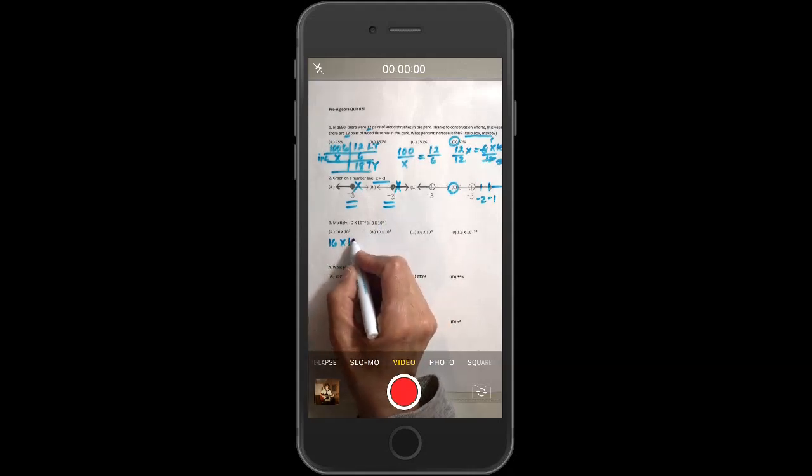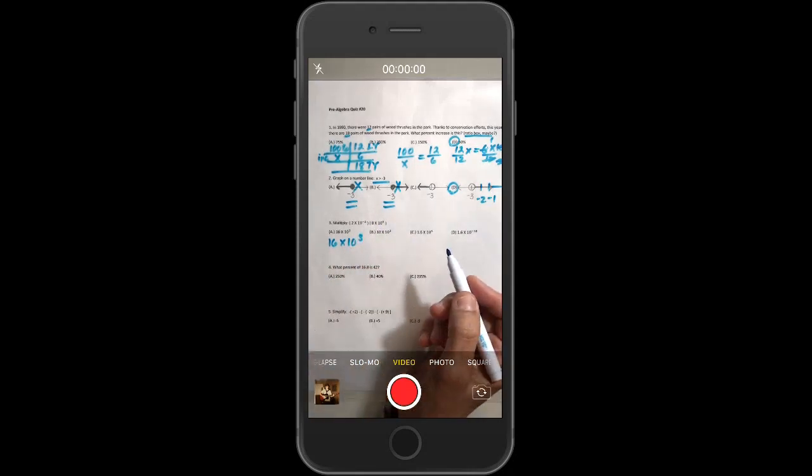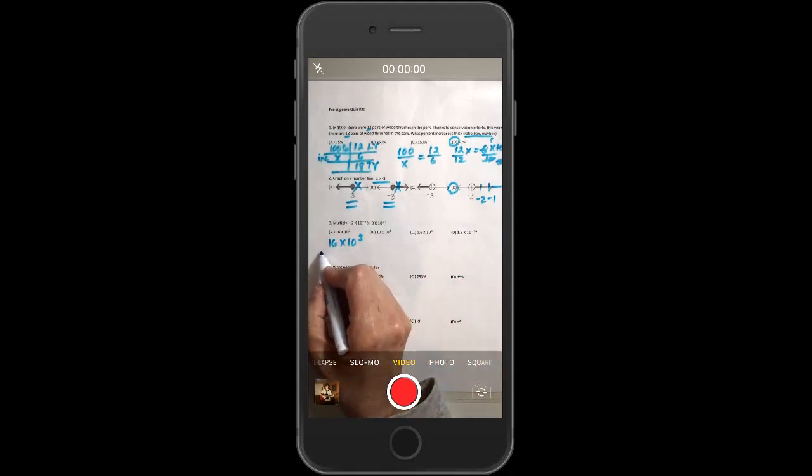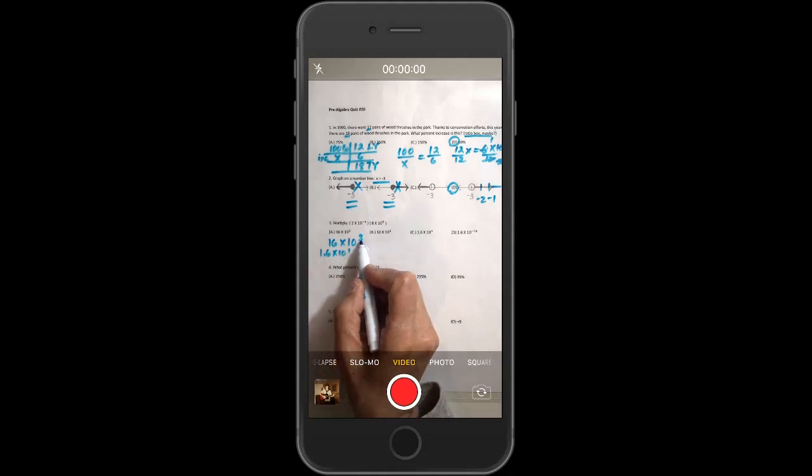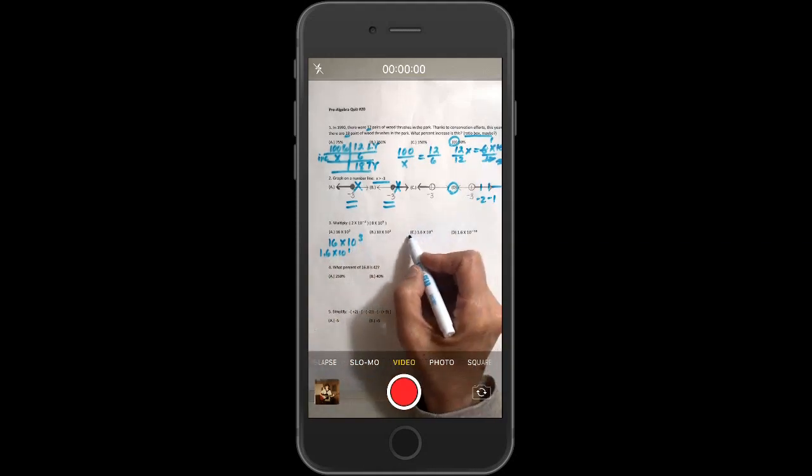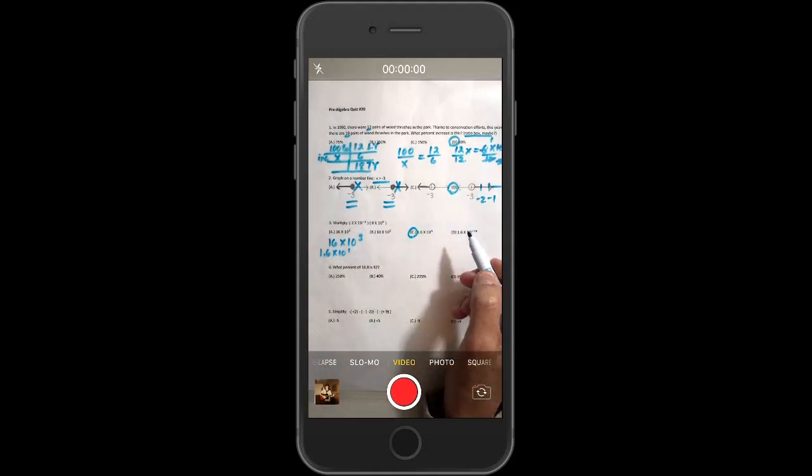On number 3, you might have gone for answer A, because 2 times 8 is 16, and -2 power and +5 power is 10 to the third, but that's not in scientific notation. And so you would need to convert 16 into 1.6 times 10 to the first, and then put your powers together. 10 to the first and 10 to the third gives you 10 to the fourth, and 1.6 times 10 to the fourth is your right answer.